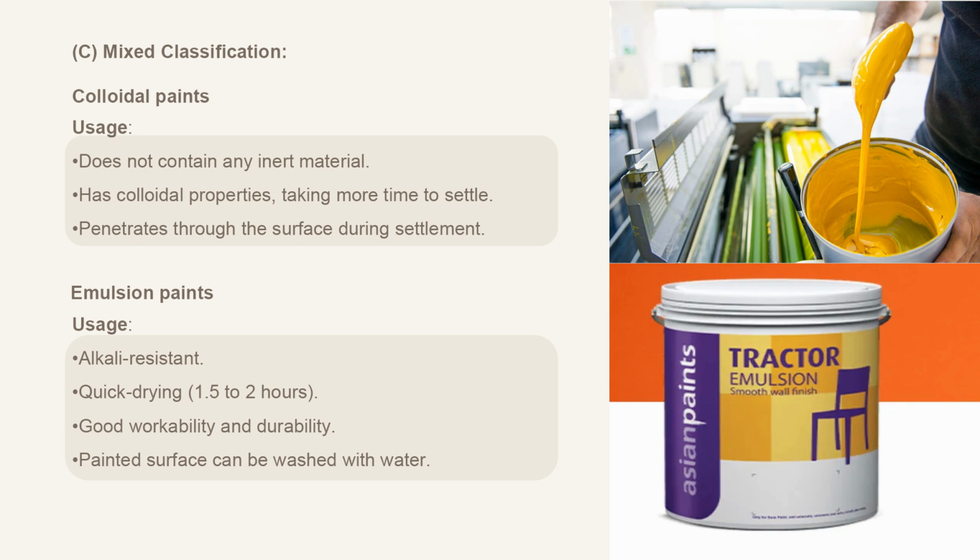Then comes the emulsion paints. Emulsion paints contain binding materials like polyvinyl acetate, styrene, resin and other synthetic resins, which makes them alkali resistant. They dry quickly, have great workability and are highly durable. The main film forming constituent is emulsified in water, so you can thin them with water instead of solvent. Plus, you can wash the painted surface with water. They are ideal for stucco, plaster, bricks and masonry surfaces containing free alkali.